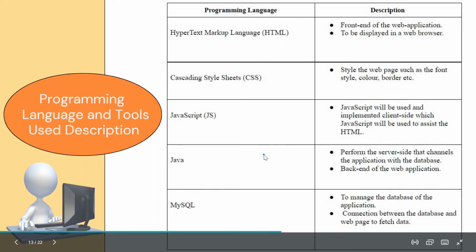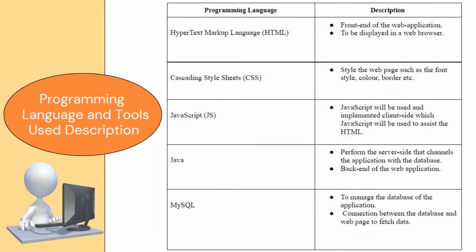Next, I will share about the programming language and tool use description. For the system development, I will use HTML for the front end of the web application, to be displayed in the web browser. The next programming language is CSS, which will be used to style the web page.